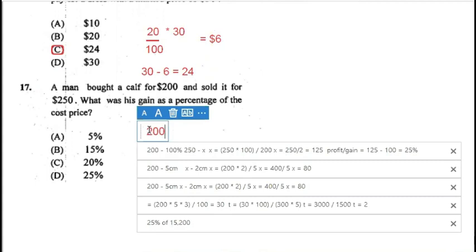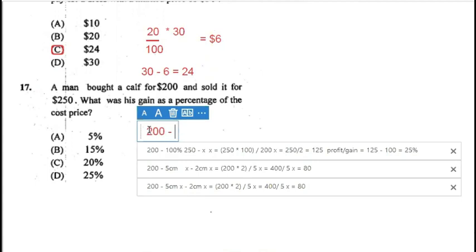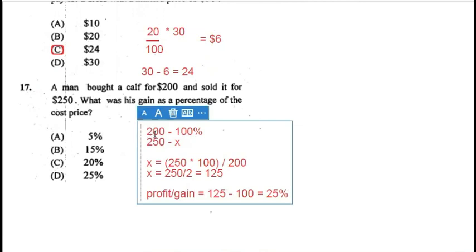So 200, we're using that to equal 100%, and the 250 to find the X percentage, what the man gained. So we cross multiply to make X the subject, and we get 250 multiplied by 100, and all of that is divided by 200. So therefore X is equal to 250 divided by 2, and that is equal to 125. And we get 250 divided by 2 because I cancelled the zeros from the 200 with the zeros from the 100, and we're left with 250 multiplied by 1, and all of that is divided by 2, and we get 250 divided by 2, and that is equal to 125.